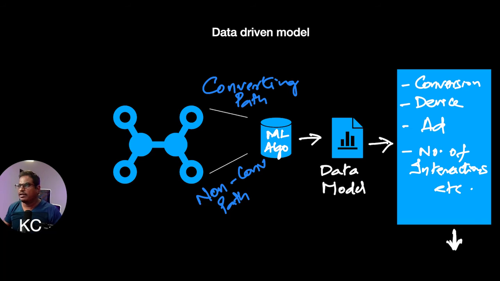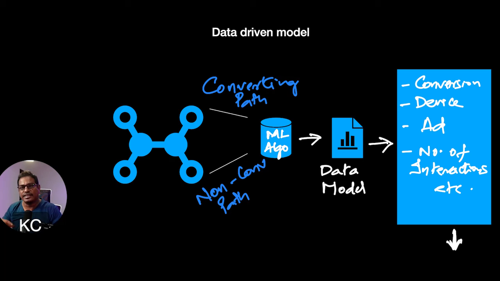Now moving forward, this is how a data-driven model works. You will have to forgive my handwriting, but this is exactly what it means. So if you look at this, there are two paths that I've mentioned here. One is a converting path. There are only two things that can happen when a click happens, right? A user can either convert or not convert. So basically there is a conversion path, and there is a non-conversion path. What happens in a data-driven model of attribution is both the converting path and the non-converting path go through a machine learning algorithm, which based upon certain factors results in a data model.